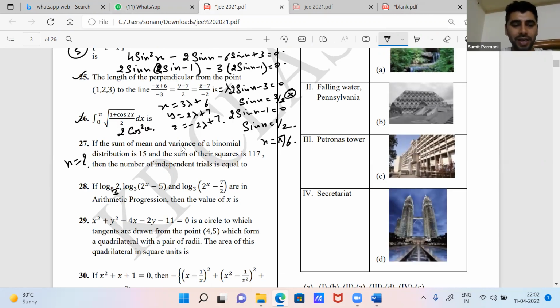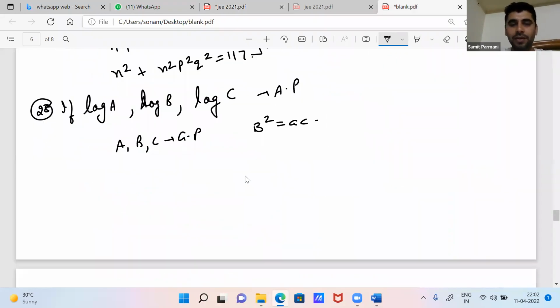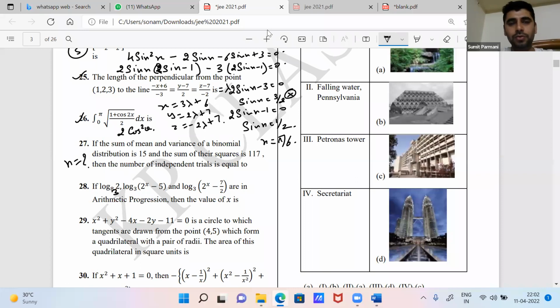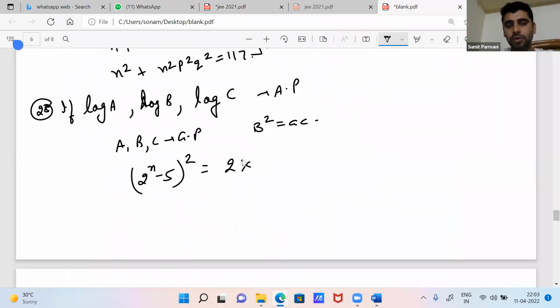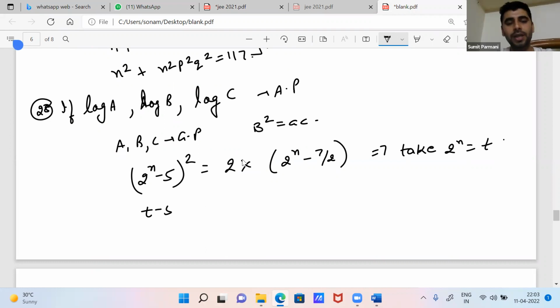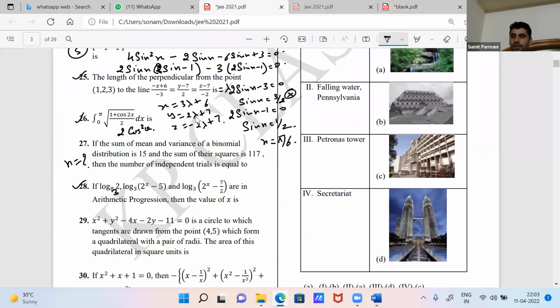So directly we can write (2 raised to the power x minus 5) whole square is equal to 2 into (2 raised to the power x minus 7 by 2). Take 2 raised to the power x equal to t and solve. So you have (t minus 5) whole square is equal to 2 into (t minus 7 by 2). Further, you can calculate and find out the value of x. This is done.